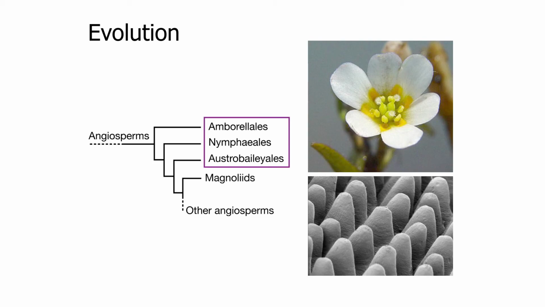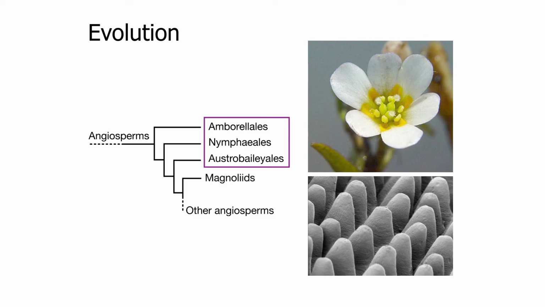So we were interested in understanding the evolution of this trait then. We know how you make it, we know what it's for, and we know that not all flowers have it. About 80% of flowering plants have conical cells on their petals. So the first question we wanted to ask was, is it ancient?